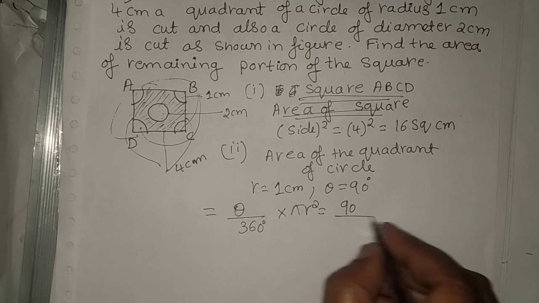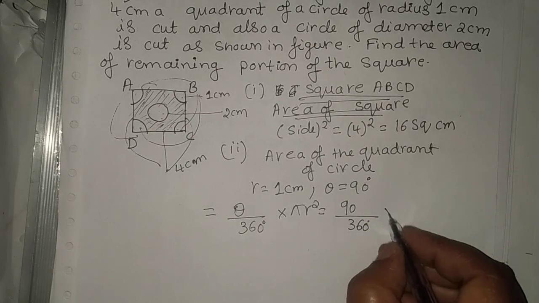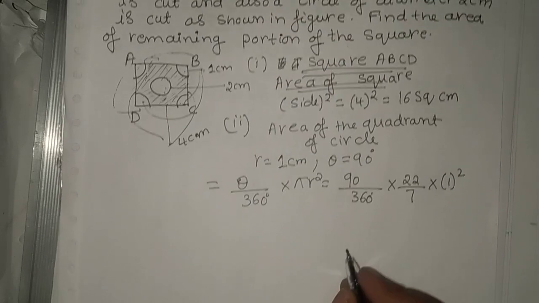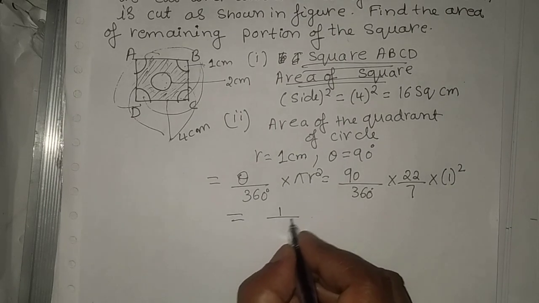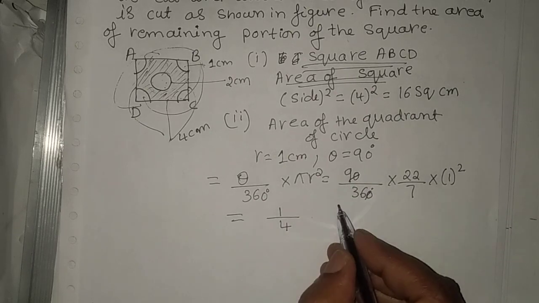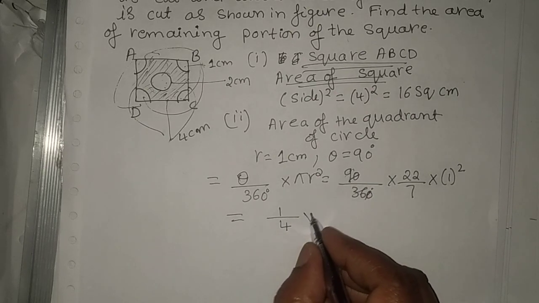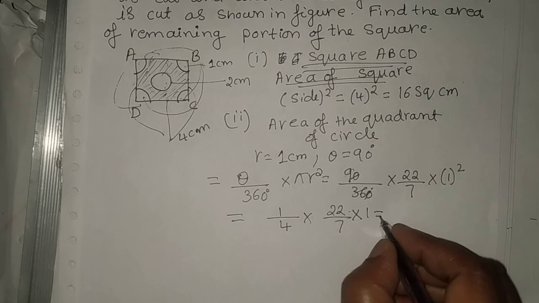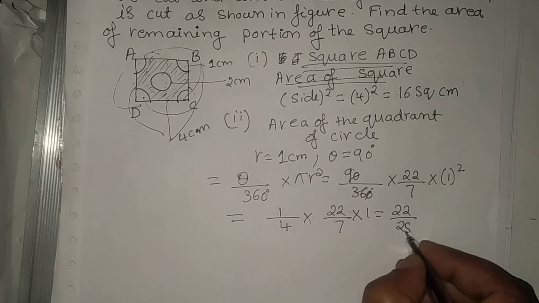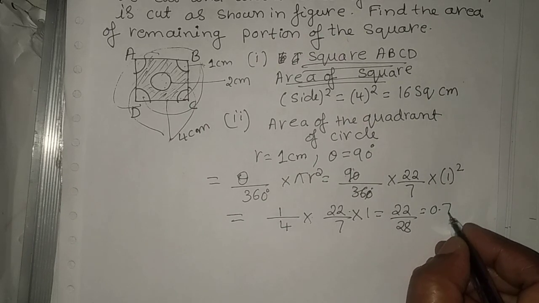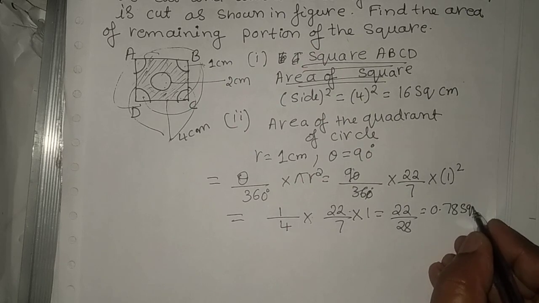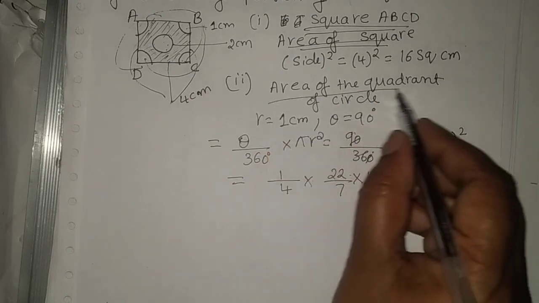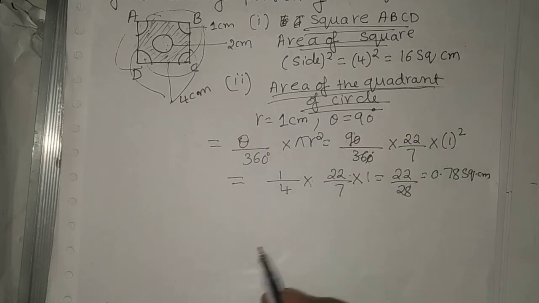Now substitute the values: 90 by 360 into pi, which is 22 by 7, into 1 squared, where 1 is the radius. Now simplify this. 90 by 360 is 1 by 4, into 22 by 7 into 1 squared, which is equal to 22 by 28, which is equal to 0.78 square centimeters. So we finished finding the area of the quadrant of the circle.